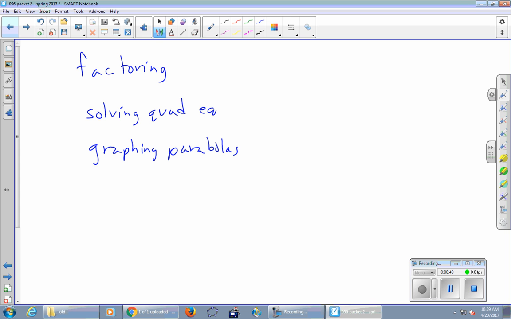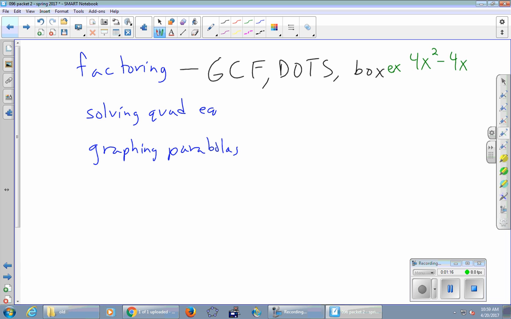And for factoring, we have 3 different kinds we've talked about. What are they and in what order? Greatest common factor, difference of 2 squares, and then the box method, right? Those are the 3 kinds of factorings. And so as an example of this, I gave you 4x squared minus 4x minus 48.